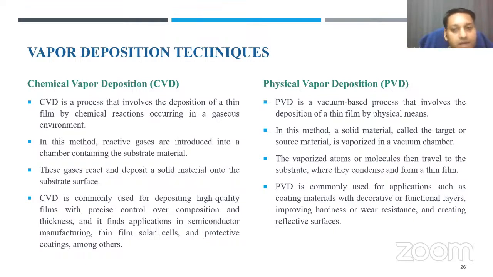Then we move to the vapor deposition technique. There are two principal vapor deposition techniques. One is chemical vapor deposition, another is physical vapor deposition. In the case of chemical vapor deposition, you deposit a thin film by chemical reaction occurring in a gaseous environment. So you have a substrate, and an evacuated chamber having only the gaseous environment that you want for deposition. Those gases will react and deposit a solid material onto the substrate surface.